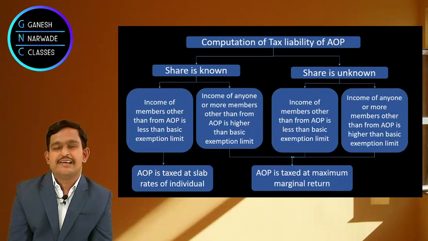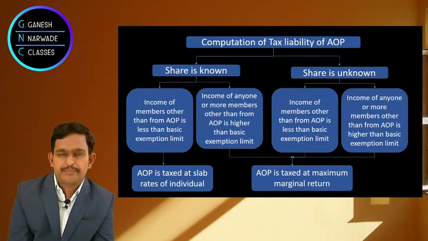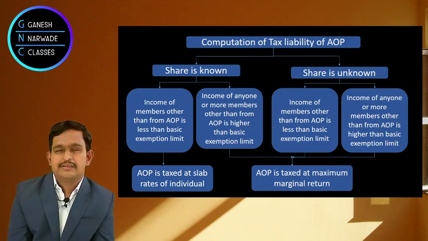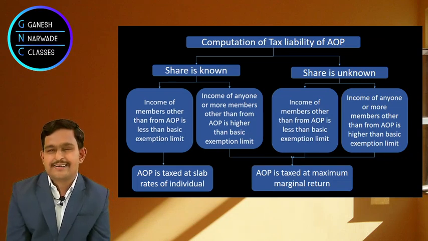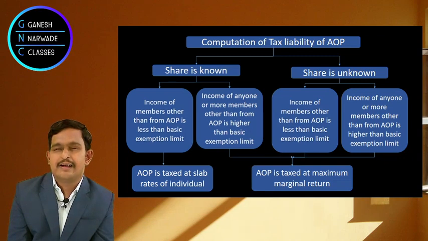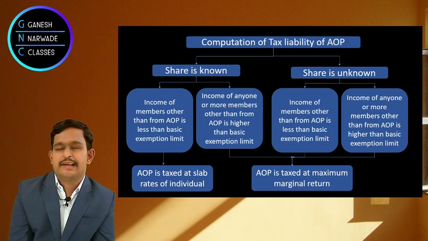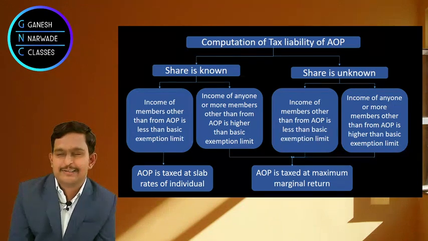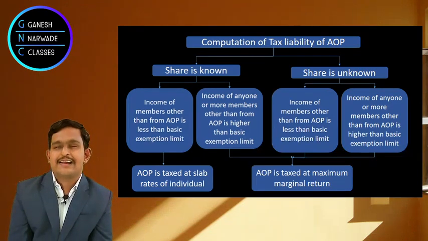Listen carefully. If the members' share is known, the question is what is the members' income other than from AOP? I asked members' income other than AOP. If members' income other than AOP is less than the basic exemption limit, then AOP is taxed at slab rate. Up to 2,50,000 nil, 2,50,000 to 5,00,000 5%. Remember a little? At that rate it is taxed.